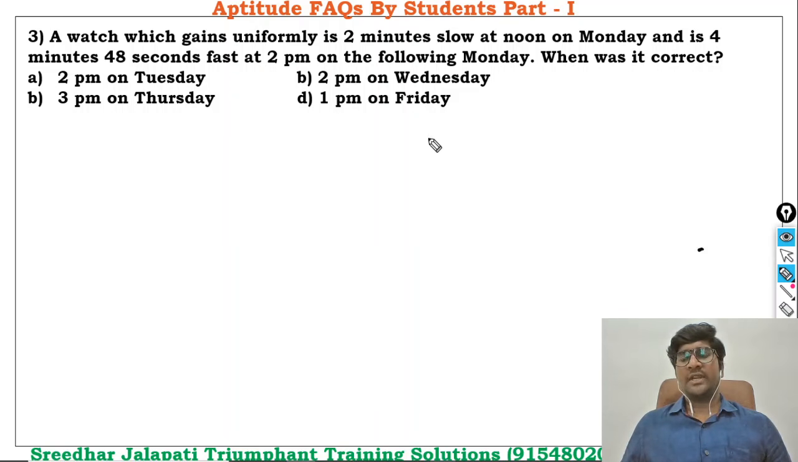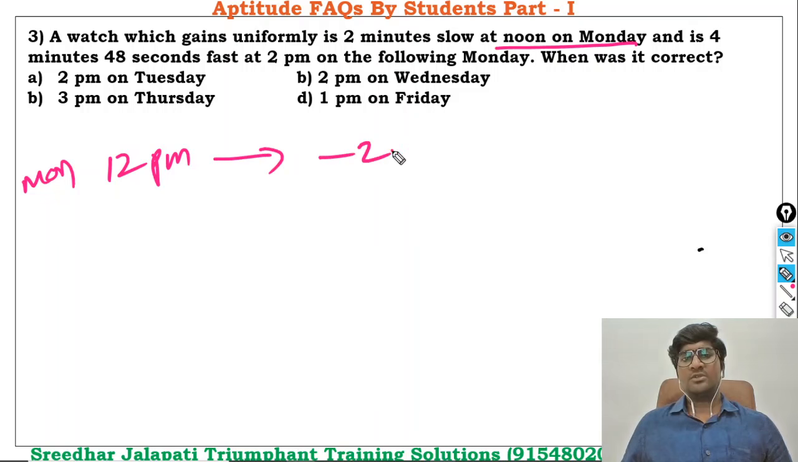When was it correct? So these are called losing gaining clocks. To answer all these questions, we have a unique method. Normally you will be given two instances, first slow and then fast, or first fast and then slow. Then rewrite the question. When did you observe the clock for the first time? 12 p.m. Monday. And what was the nature? It was 2 minutes slow, that is -2.